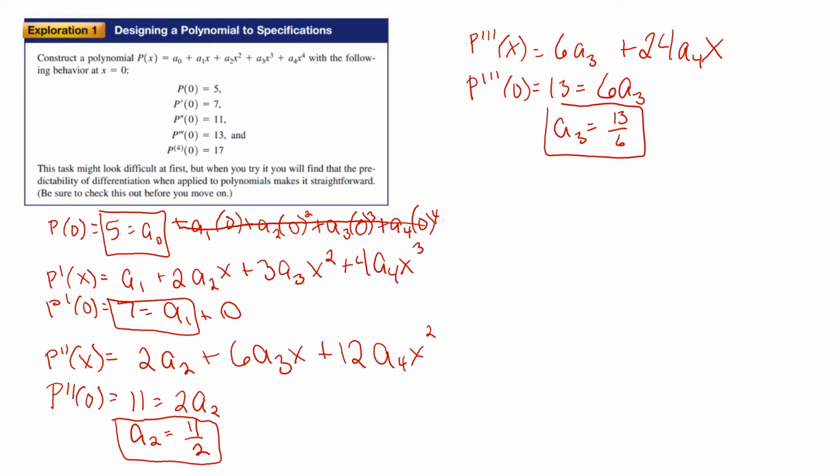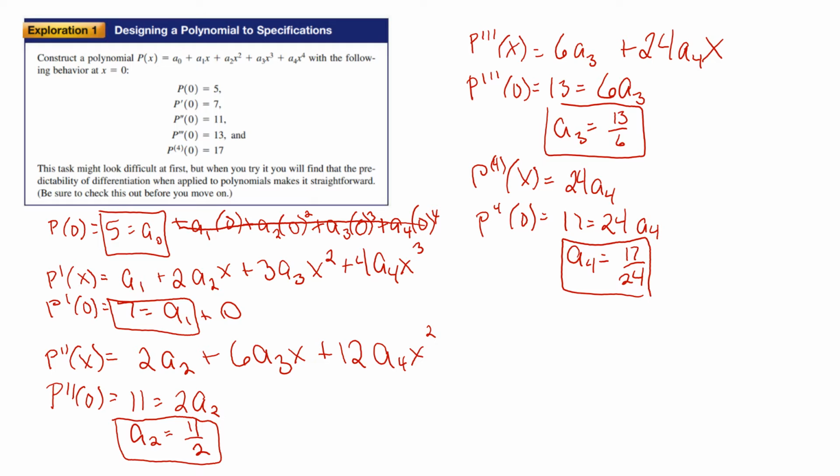And then finally, the fourth derivative, which, if we find the derivative, the 6a3 goes away. So we have 24a4. And that's just a constant, so when we plug in 0, we're going to get 24. That wasn't 24 at all. That was a 17. It's 17 equals 24a4. So a4 will be 17 over 24.